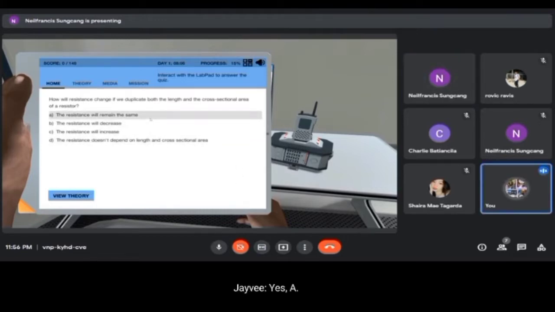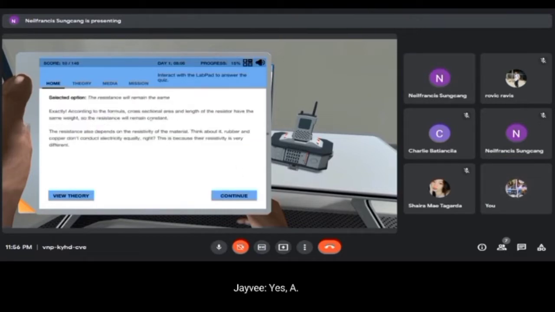Exactly. According to the formula, cross-sectional area and length of the resistor have the same weight, so the resistance will remain constant. The resistance also depends on the resistivity of the material. Think about it, rubber and copper don't conduct electricity equally, right? This is because their resistivity is very different.